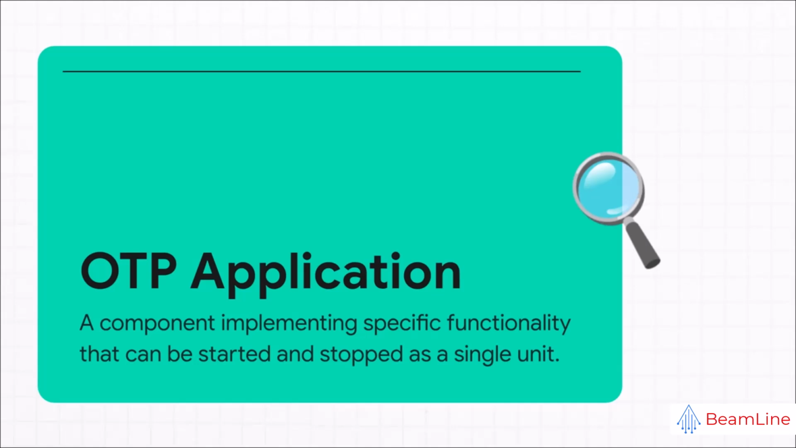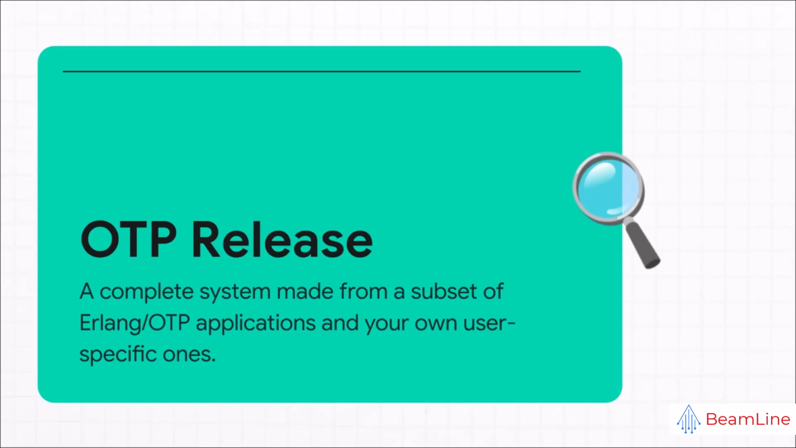First, we take all the code modules that work together for a specific feature, like, say, a user database, and we bundle them into what's called an OTP application. It's like a self-contained component that you can start and stop as a single unit. Then you take all of your applications, plus the core Erlang system itself, and you bundle all of that into a complete deployable system called a release. So if an application is like a single app on your phone, a release is like the entire iOS or Android system update. It's the whole shebang.